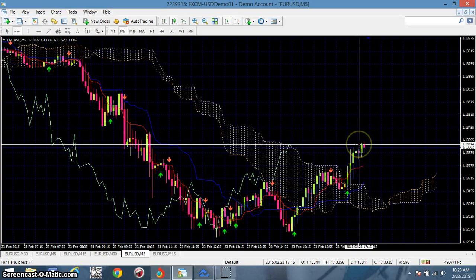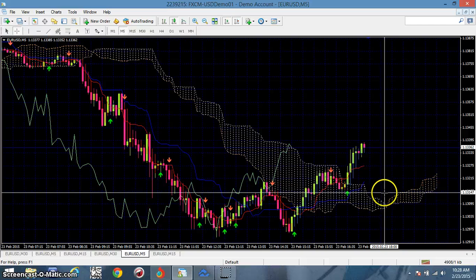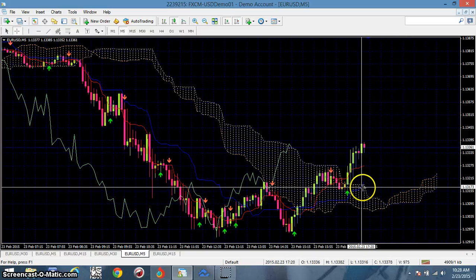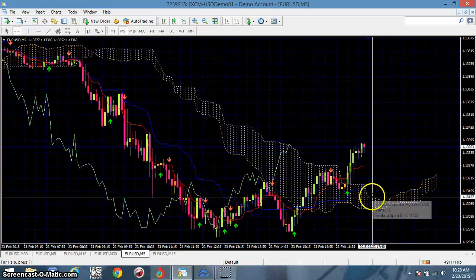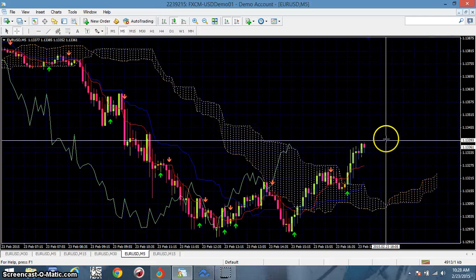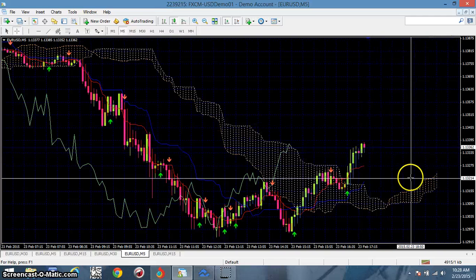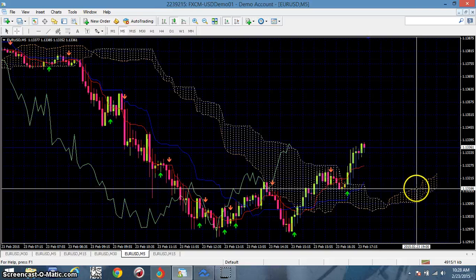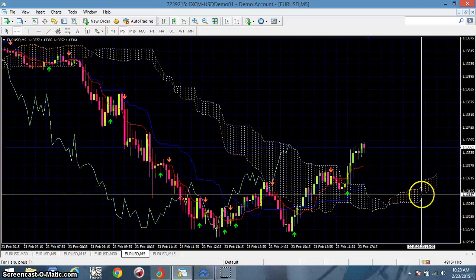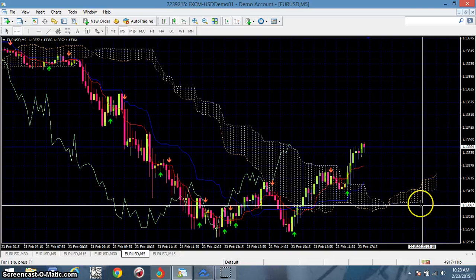But I'm guessing it's either going to come back down before the red part of the cloud and bounce off of here. It's going to either just move up, or it's going to work its way down and break through into this cloud and either bounce off of this lower line or fall through.